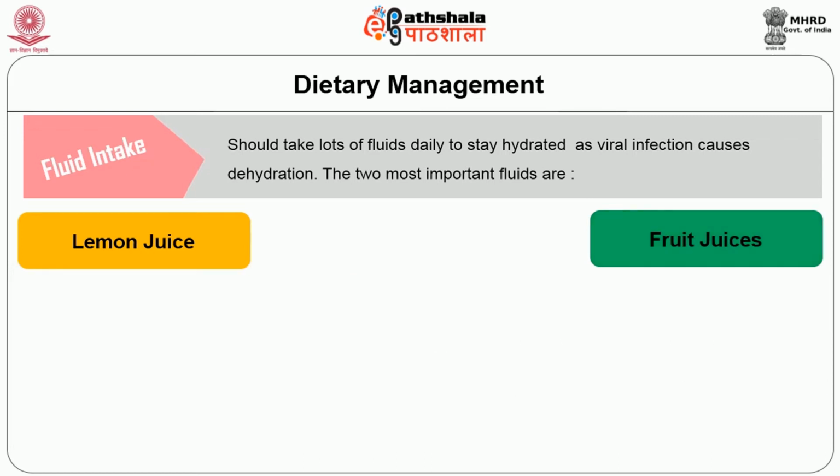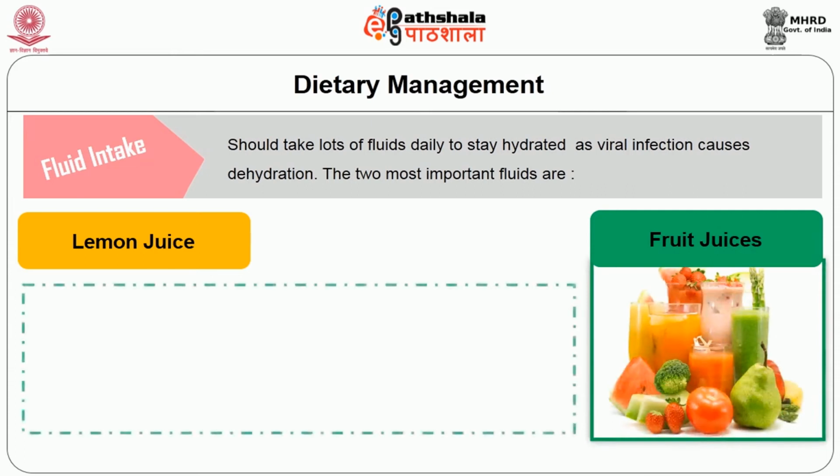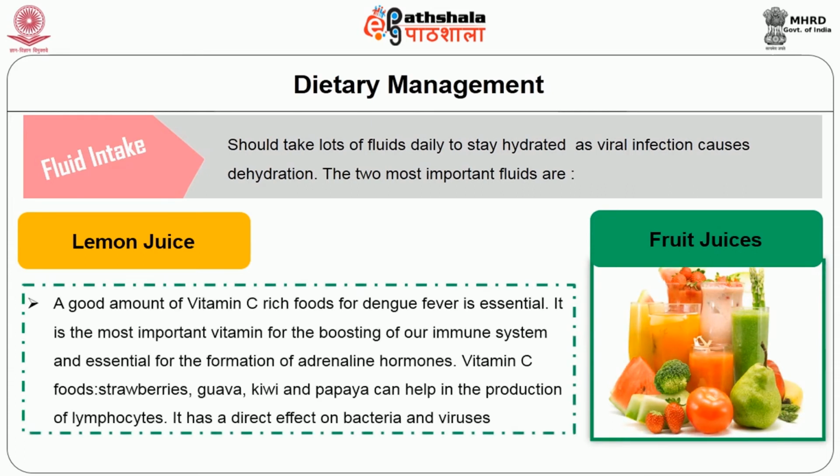The next important fluid is fruit juices. A good amount of vitamin C rich foods for dengue fever is essential. Vitamin C is the most important vitamin for boosting immunity, and it is essential for the formation of adrenaline hormones. Vitamin C foods like strawberries, guava, sweet lime, kiwi and papaya can also help in the production of lymphocytes. It also has a direct effect on bacteria and viruses.